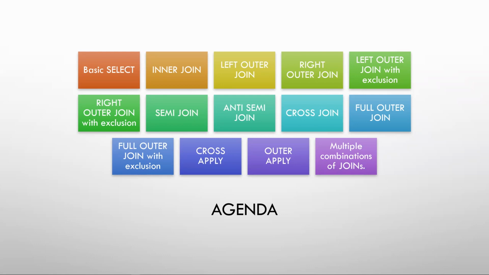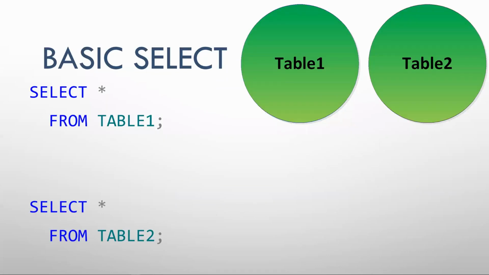With that, we have things such as an inner join. We have left outer joins, right outer joins, left outer join with exclusion, right outer join with exclusion. We have what's called a semi-join or an anti-semi-join. There's cross joins, full outer joins, full outer join with exclusion, cross apply, and outer apply. Technically, cross apply and outer apply aren't really truly a join, but they work a lot of the same way, similar to a join. So we'll take a look at those, and then we'll take a look at how to use multiple combinations of joins.